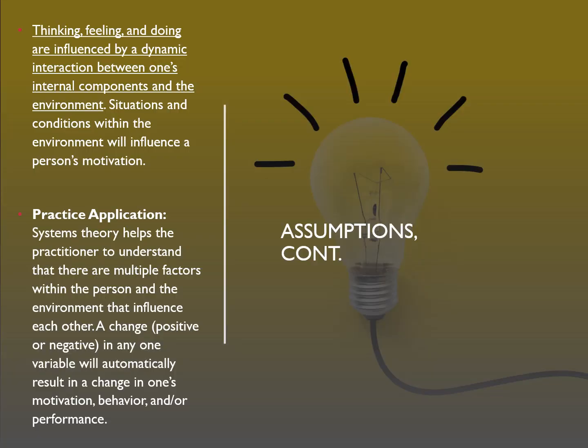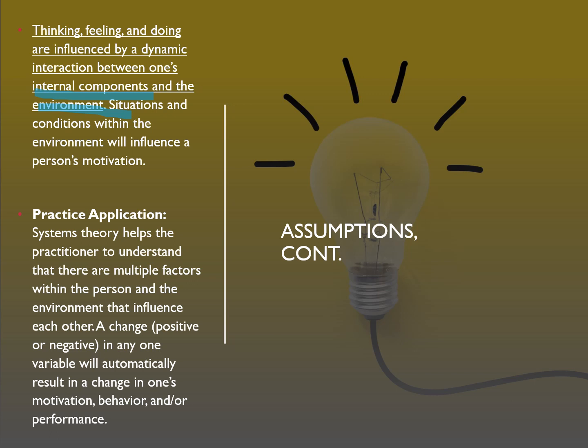Thinking, feeling, and doing are influenced by a dynamic interaction between one's internal components and the environment. So situations and conditions within the environment will influence a person's motivation. Okay, so this is no different than the other models that we've talked about. In systems theory, it helps the practitioner to understand that there are multiple factors within the person and the environment that influence each other.